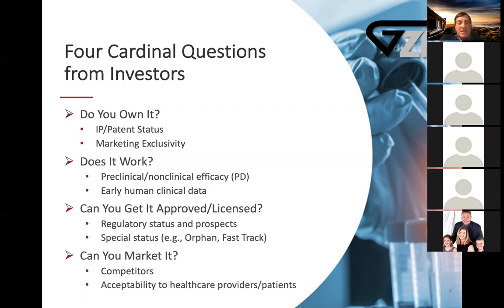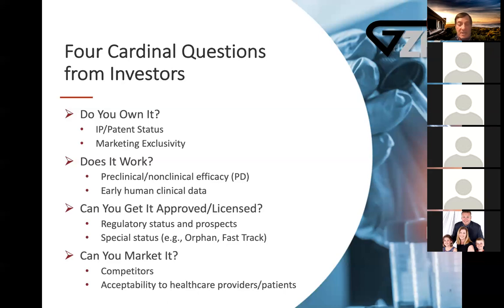So essentially, getting it approved is obviously important to investors and to others. The regulatory status and prospects of the product through the regulatory process, and any special status, such as orphan drug status, which conveys 7 years of marketing exclusivity after approval in the US, 10 years in the EU, and varying degrees in other regions. The final question is, can you market it?